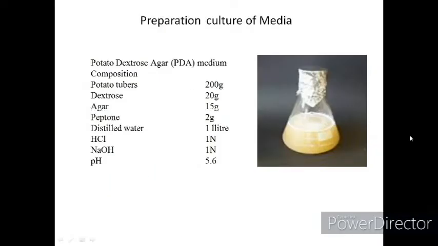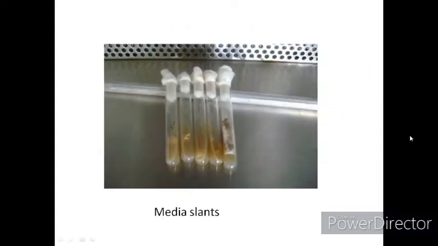In mushroom cultivation, the first step is preparation of culture media. So we usually prepare PDA medium, that is potato dextrose agar medium. You can see the composition of different ingredients for this culture media. We take potato tuber, dextrose, agar, peptone, distilled water, HCl, NaOH, and pH is 5.6. We prepare this culture media and we do tissue culture.